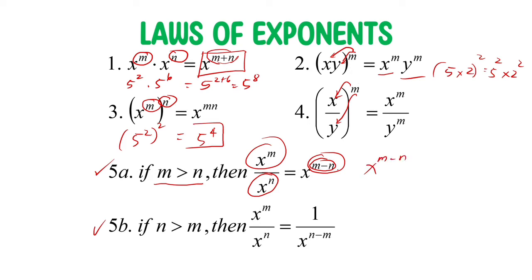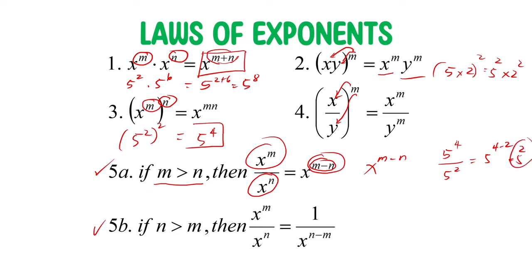So, susubtract lang. Halimbawa po, provided that they have the same base pa din po ha, 5 raised to 4 over 5 raised to 2. So, it is simply equal to 5 raised to 4 minus 2, which is equal to 5 raised to 2. So, ganun lang po. Okay?